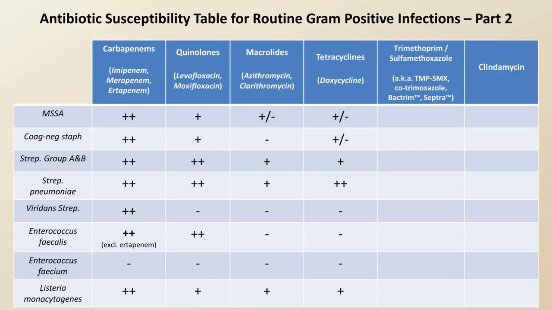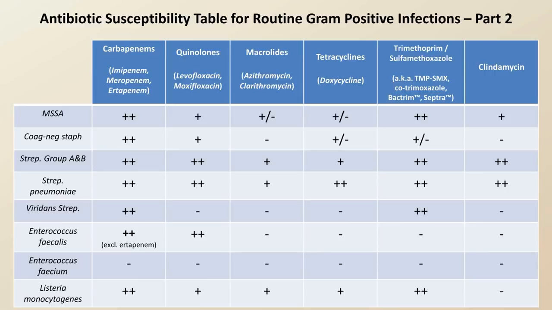Trimethoprim-sulfamethoxazole, which goes by many other names, most common of which is Bactrim in the US and cotrimoxazole in many other parts of the world, has great gram-positive coverage with the exception of Enterococcus and coag-negative staph. Finally, clindamycin covers MSSA a bit, as well as group A and B strep and strep pneumoniae.